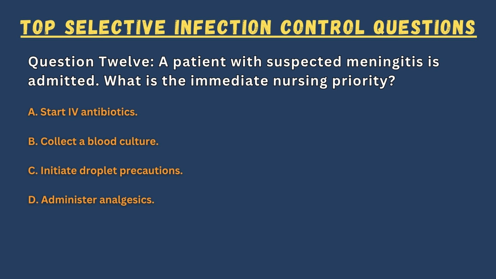Question 12. A patient with suspected meningitis is admitted. What is the immediate nursing priority? A. Start IV antibiotics. B. Collect a blood culture. C. Initiate droplet precautions. D. Administer analgesics. Answer. C. Initiate droplet precautions.